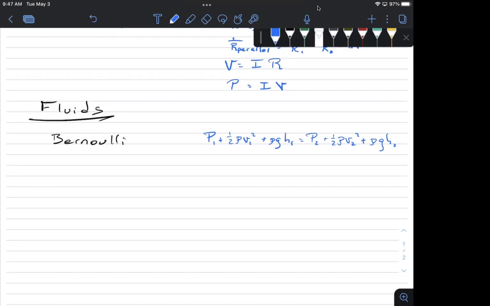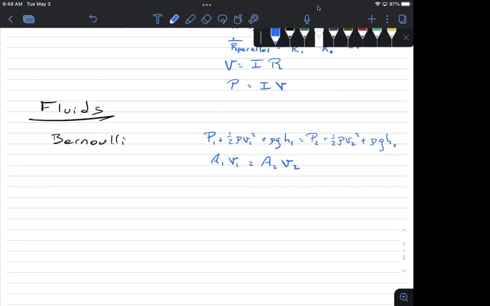And it says A1 V1 is equal to A2 V2, where A, of course, is the cross-sectional area of the pipe. How big is the pipe, basically? And so Bernoulli, in conjunction with this equation, allows us to solve all of those equations that dealt with pipe systems.